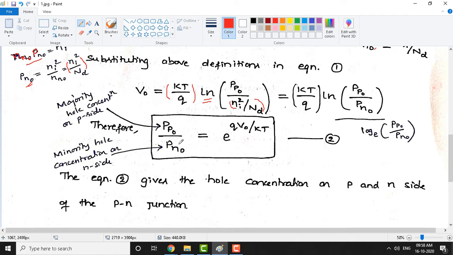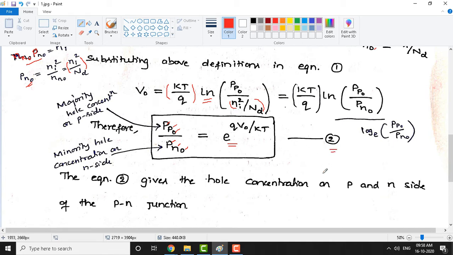So Pp naught, we already know it is the majority carrier concentration on the P side, holes on P side under equilibrium condition, and Pn naught is holes on N side under equilibrium condition. This is equal to the exponential value here, e to the power of q times V naught divided by Kt. Let us call this equation 2.